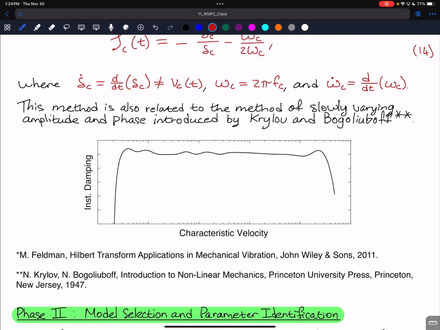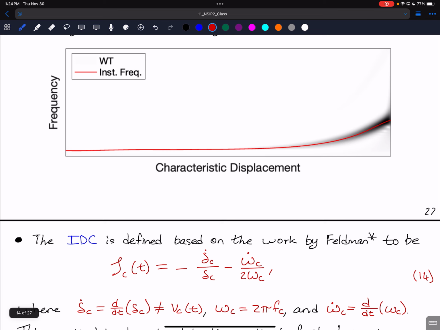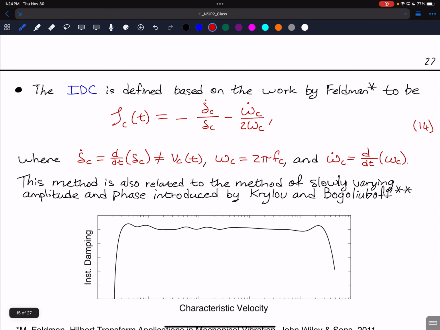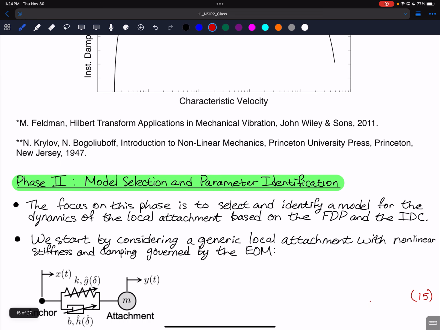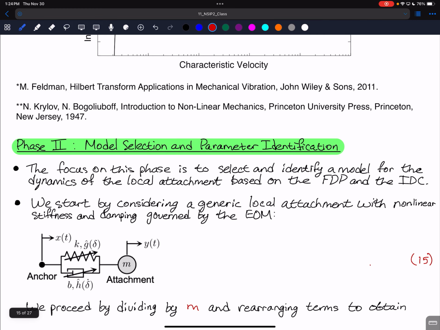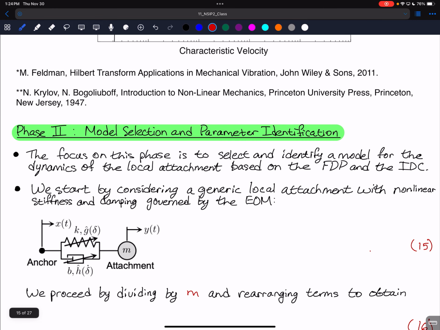Okay, so now that we have the instantaneous frequency as a function of characteristic displacement and the instantaneous damping as a function of the characteristic velocity, or it could be a function of the characteristic displacement as well, we're now ready to go on to phase 2, which is where we're going to do a model selection and a parameter identification. So, like I said, the focus of this phase is to select and then identify a model based on what you found in the previous phase. Meaning that you're going to look at how the instantaneous frequency changes, and then based on that, propose a model for that. And same with the damping.